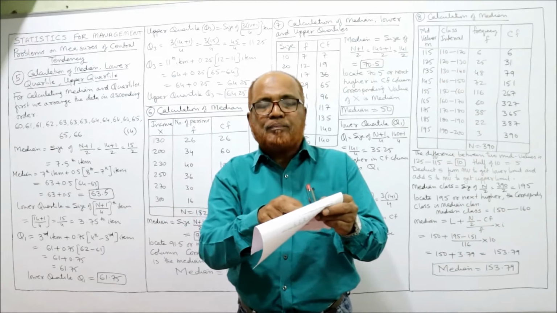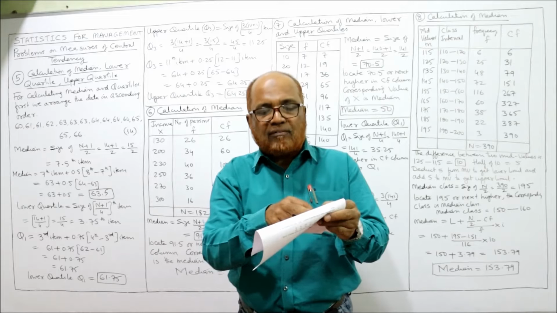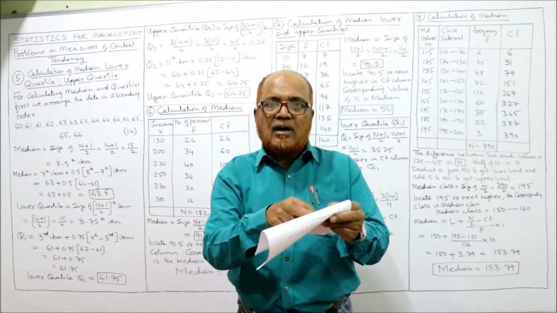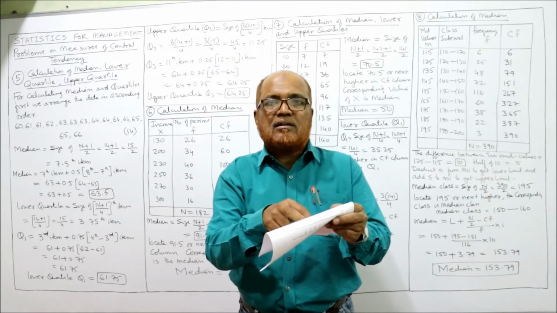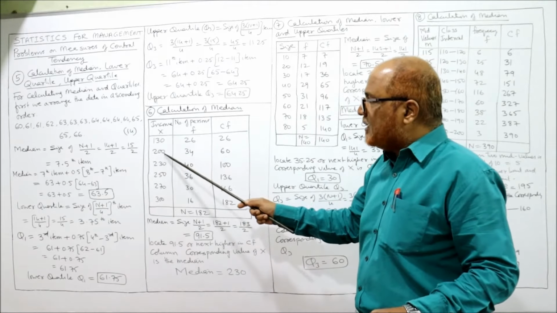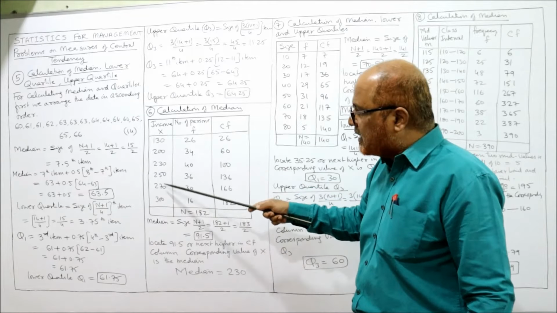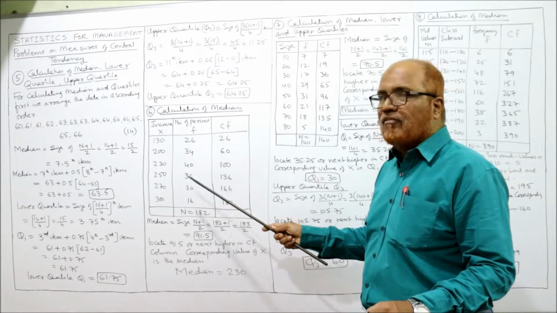What is the lowest income? 130. After 130, 200. After 200, 230. After 230, 250. After 250, 270. After 270, 300. Now we have arranged. So here, income 130, 200, 230, 250, 270, 300. Now you can see all are increasing, ascending order. Now corresponding frequency, number of persons.